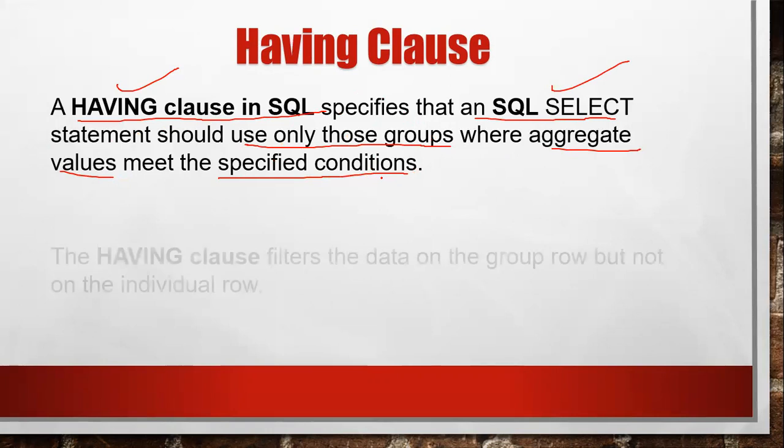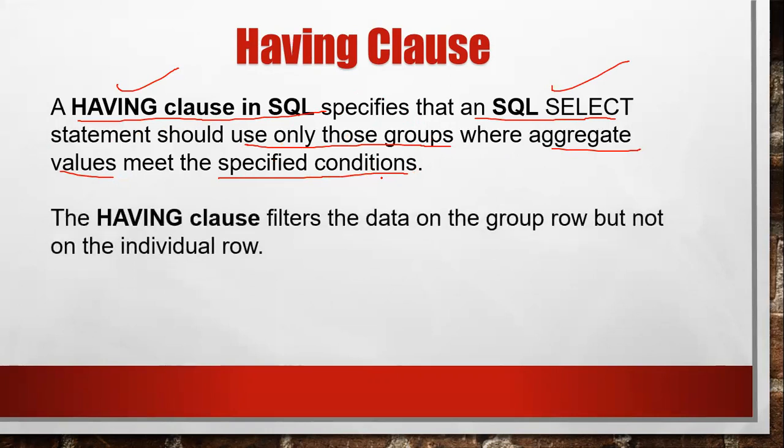After that, one more thing is that the having clause filters the data on the group row but not on the individual row. Obviously the having clause works only on the groups. Once we create groups by the group by clause, the having clause is applied on the groups, not on the individual records.